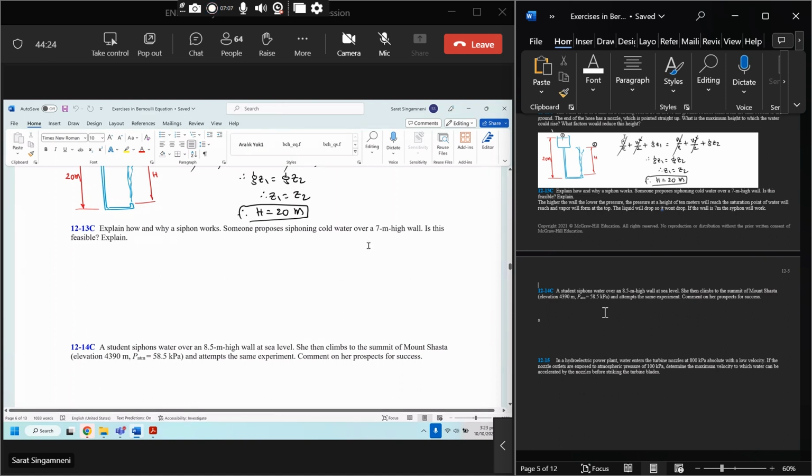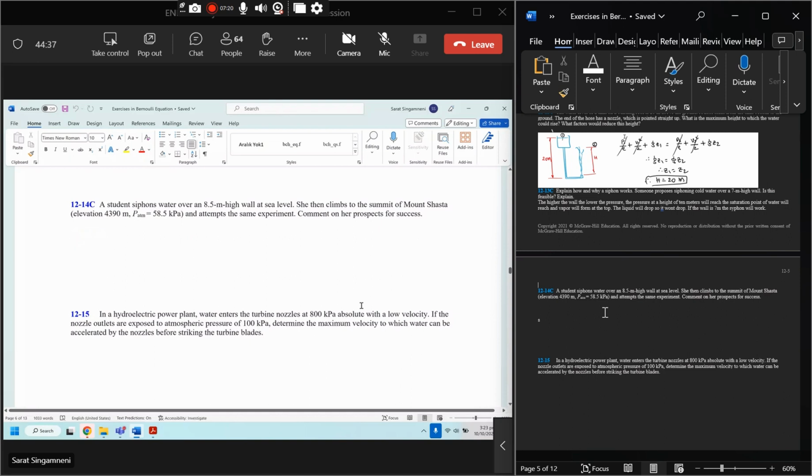And so in this problem, he's saying cold water at 7-meter height, there is still a possibility it may work. It is feasible, because it is less than the 10-meter threshold height that is given for siphons based on the limitation of getting vaporization. A student siphons water over an 8-meter high wall at sea level, acceptable.